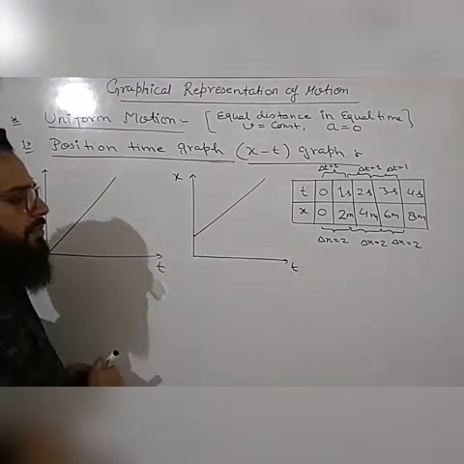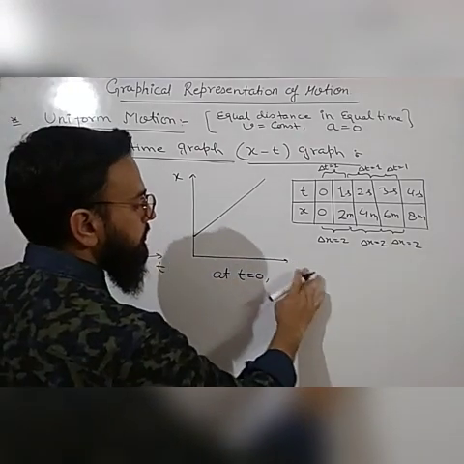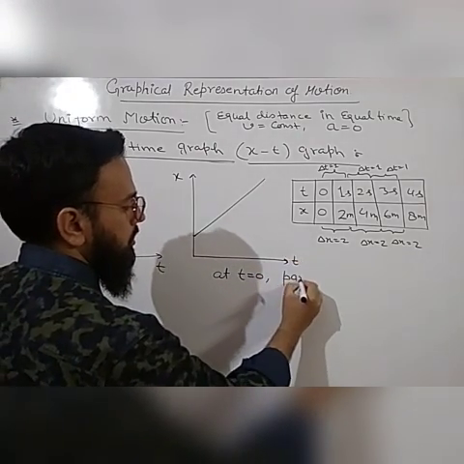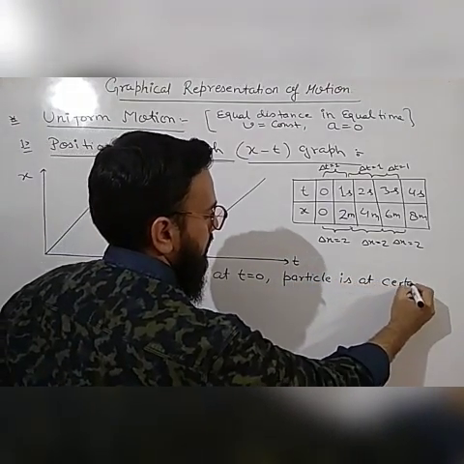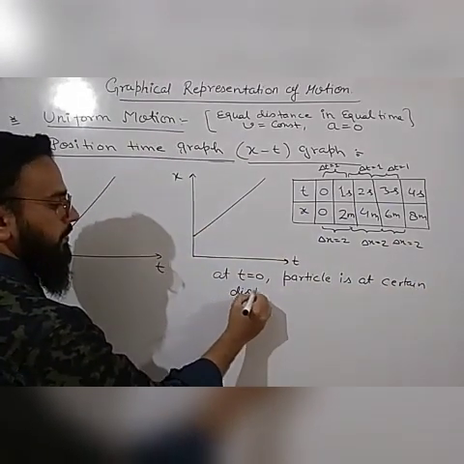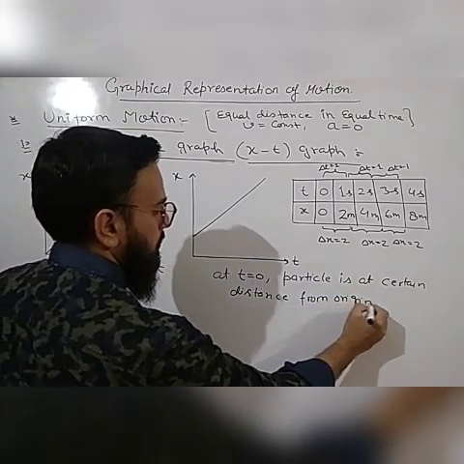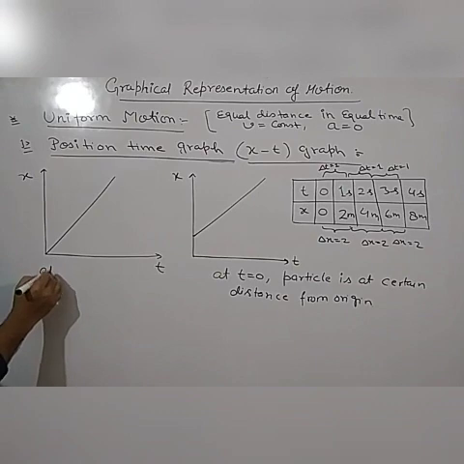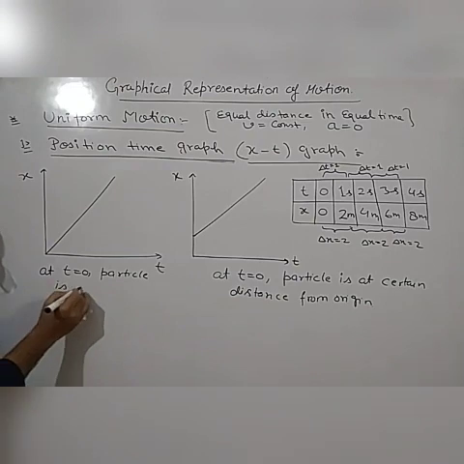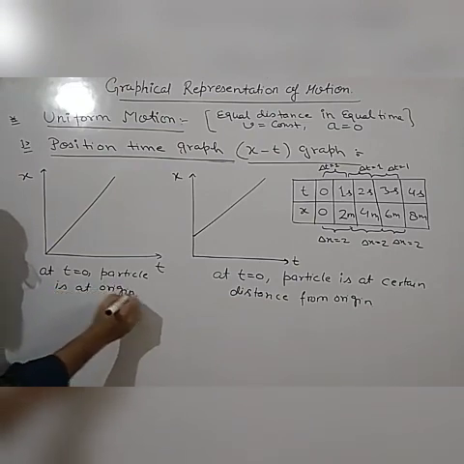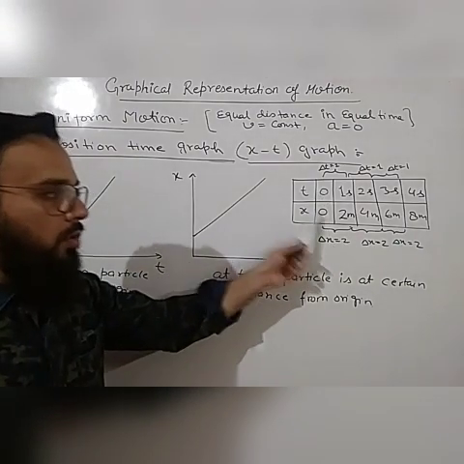What does this graph represent? It represents that at t is equal to 0, particle is at a certain distance from origin. And what does this graph represent? It represents that at t is equal to 0, particle is at origin. Here it is starting from 0, 0. At t is equal to 0, position is also 0.